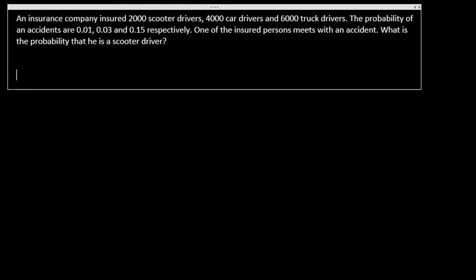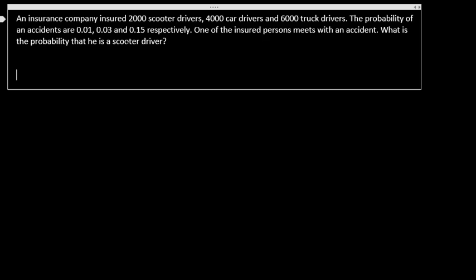Okay, an insurance company insured 2000 scooter drivers, 4000 car drivers and 6000 truck drivers. The probabilities of an accident are 0.001, 0.003, 0.15 respectively. The probability of accidents are, means the possibility that an insured scooter driver will meet with an accident is 0.001, a car driver will meet an accident is 0.003, and a truck driver will meet an accident is 0.15.